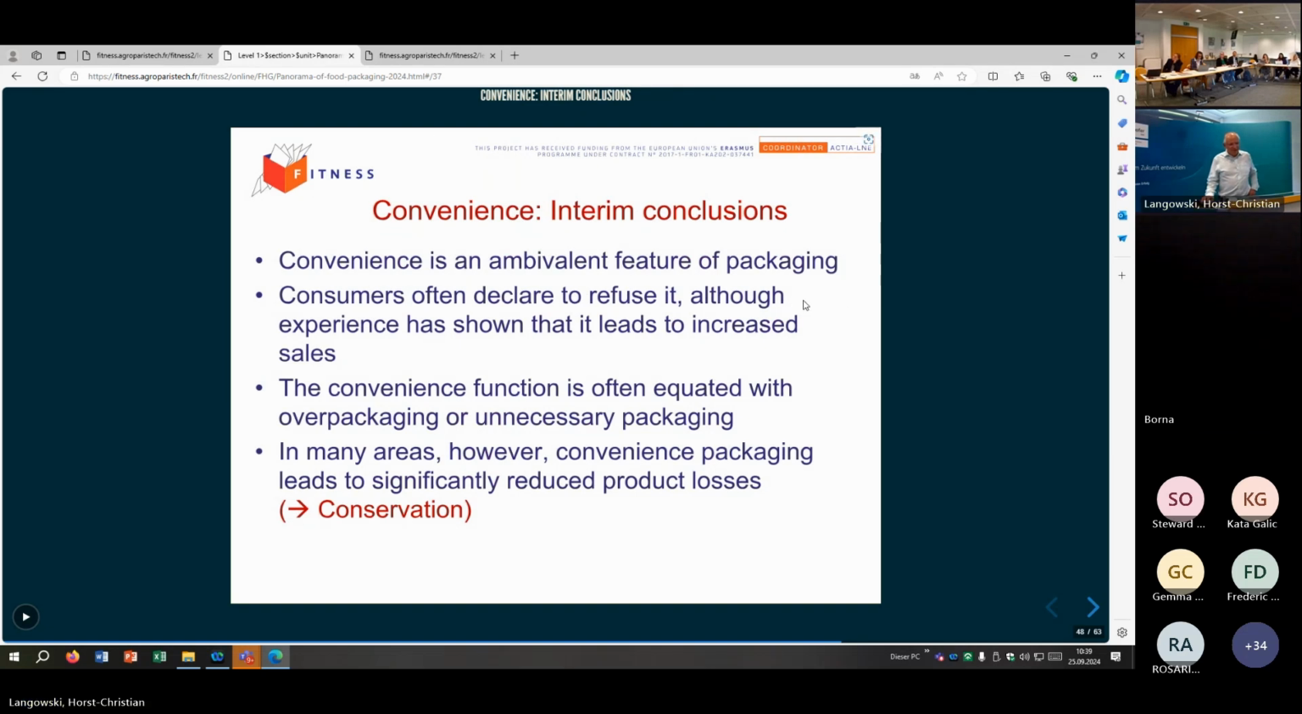So even if you ask the consumers, do you like convenience packages? Most will say no. I would like to buy unpacked goods. Well, up to 80% of the persons answer this. But if you look at what people really buy, you will recognize that they buy convenience products. Many people think that this is schizophrenic and is negative, but I think don't be so strict in this point. Convenience has a lot of positive functions.